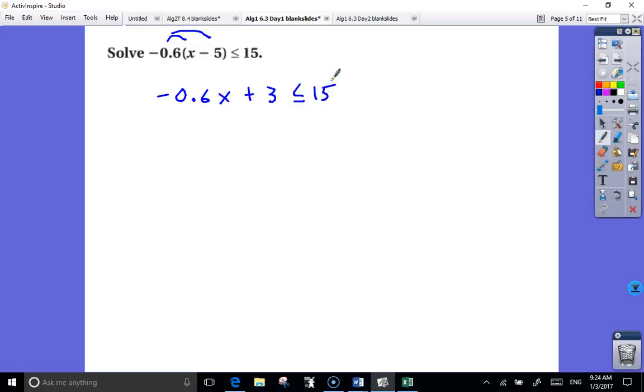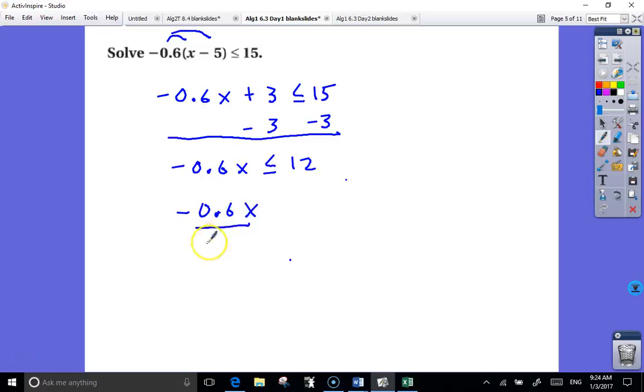Okay, then what? Okay, so then you could have subtracted the 3. Negative 0.6x is less than or equal to 12. Then what? Divide by negative 0.6, right? What do I have to remember to do when I divide by negative 0.6? At that step, that flips to a greater than or equal to.